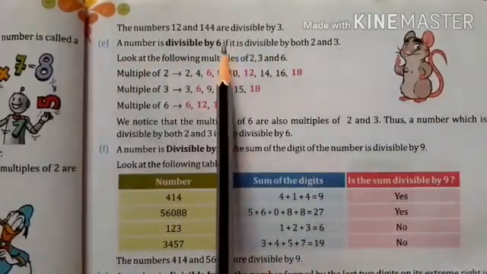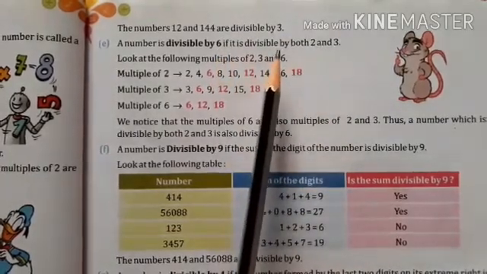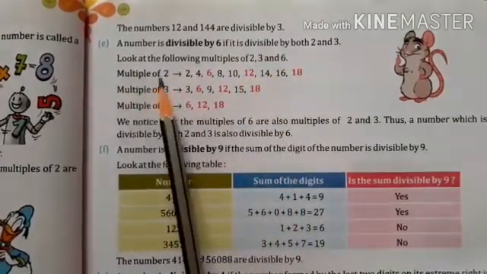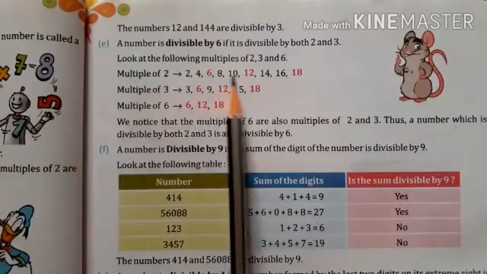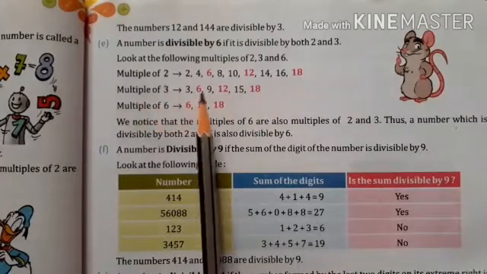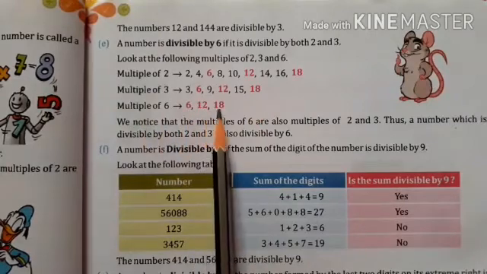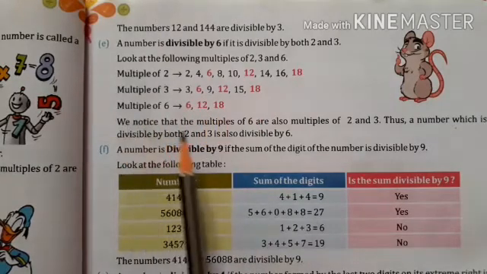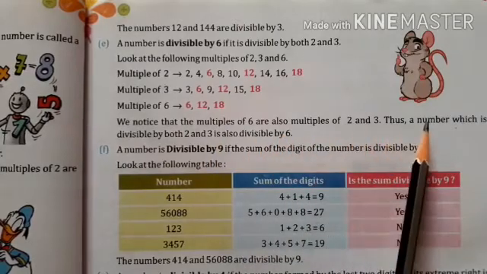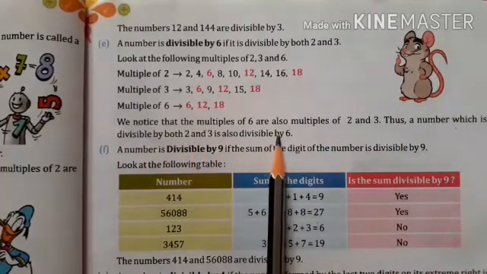So eta number ketia 6 are divisible hobo jetia number 2 aru 3 duitare divisible hobo. Okay. Look at the following multiples of 2, 3 and 6. Multiples of 2. 2, 4, 6, 8, 10, 12, 14, 16, 18. Multiples of 3. 3, 6, 9, 12, 15, 18. Multiples of 6. 6, 12, 18. We notice that the multiples of 6 are also multiples of 2 and 3. Thus, a number which is divisible by both 2 and 3 is also divisible by 6.